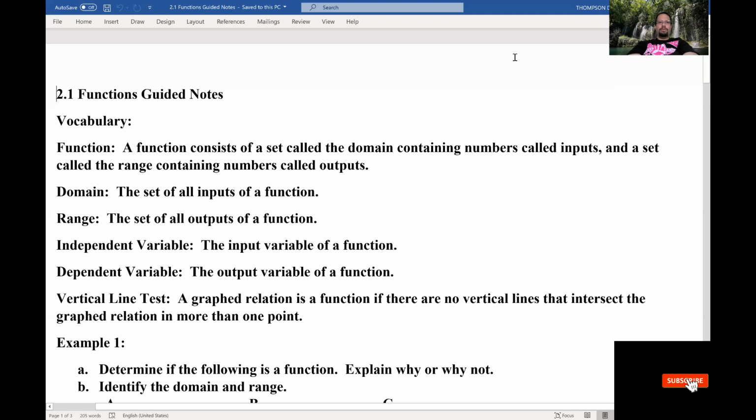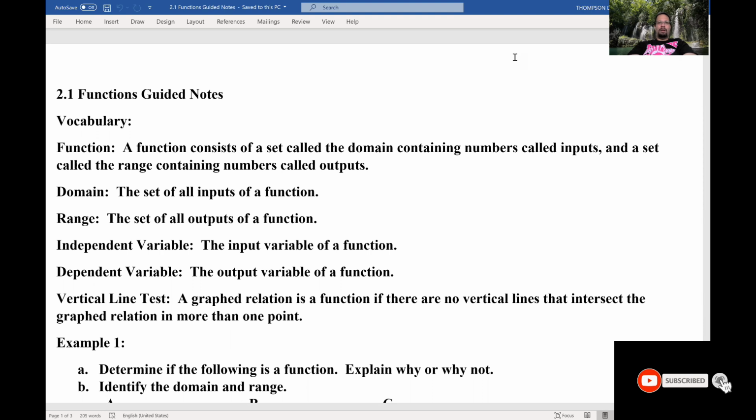In this video, we're going to introduce functions. First, the vocabulary. A function consists of a set called the domain containing numbers called inputs and a set called the range containing numbers called outputs. The domain is a set of all inputs of a function. The range is a set of all outputs of a function.